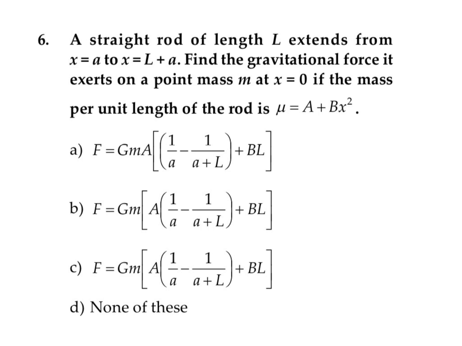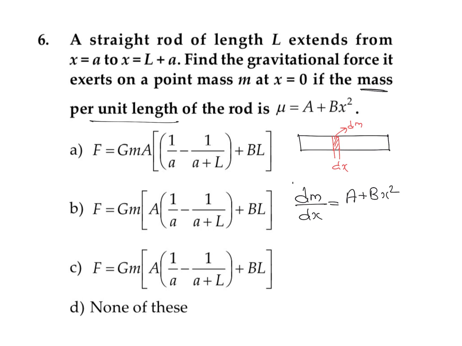So let's see first what we mean by this mass per unit length. Mass per unit length represents the value of mass divided by length. If you take a small element of mass dm on a rod like this, with length dx, then mass per unit length means the mass of the small element divided by its length dx. So the value of dm by dx is going to be a plus b x square. That is the meaning of this term mass per unit length.